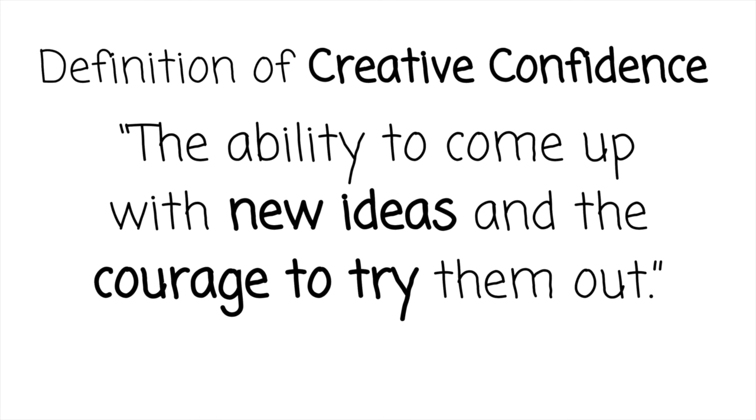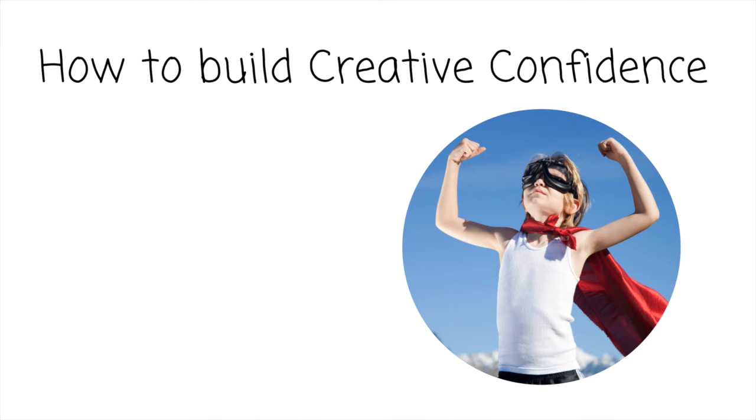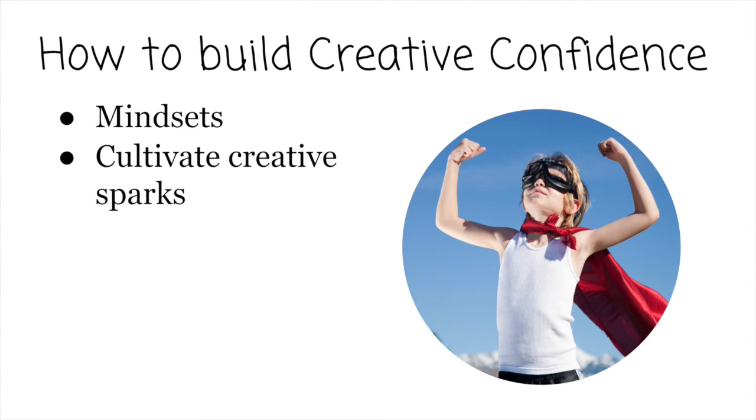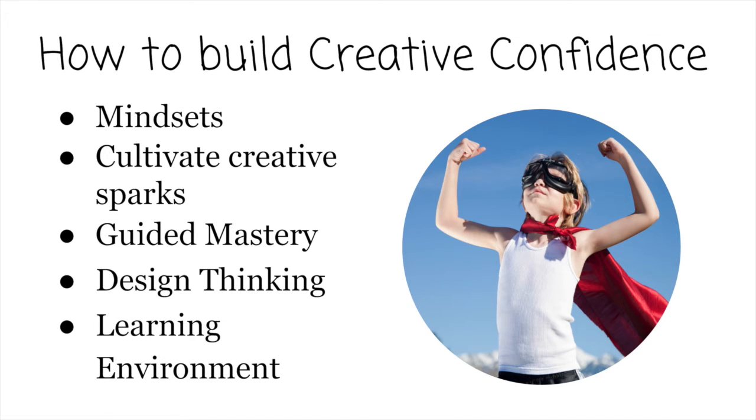What we want is the opposite. What we want is our students to have creative confidence. According to the book, creative confidence is the ability to come up with new ideas and have the courage to try them out. So how do we build our students' creative confidence? I have chosen 5 ideas from the Creative Confidence book that we can include in our STEM program. We need to correct students' mindsets, cultivate creative sparks, provide them with guided mastery, facilitate them in the design thinking process, and provide an innovative learning environment.